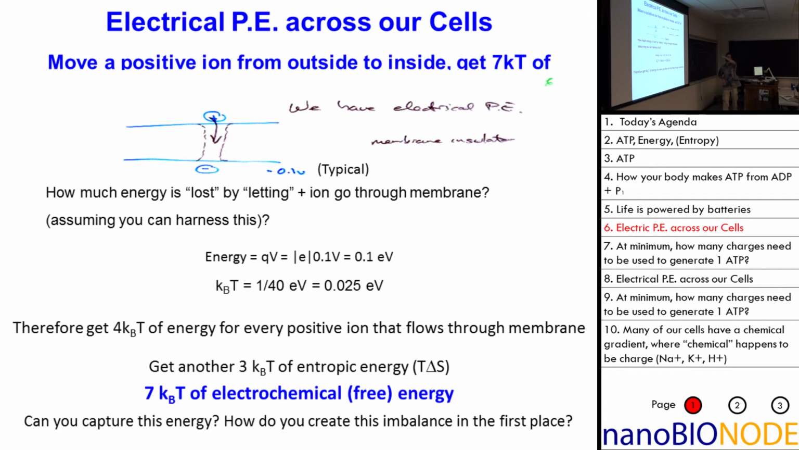Wait. But we're saying we get 7. Why do we get 7 instead of 4? Why do we get more? Oh, it's plus 2 charge. An electron has plus 2 charge? No, an electron has actually minus 1 charge.